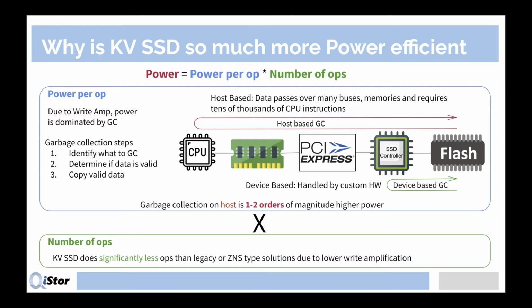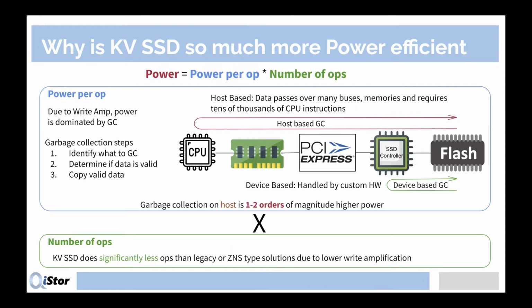So with a host-based garbage collection, you're going to issue a command to the device, like a read, and the read with data will come through the controller, through the PCI Express bus, into DRAM. The CPU is going to run a bunch of instructions, typically in the tens of thousands of instructions per garbage collection. And then data gets written back. So this whole loop is effectively the power for one operation.